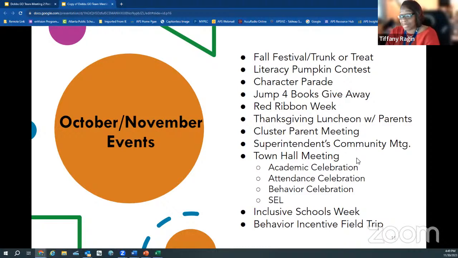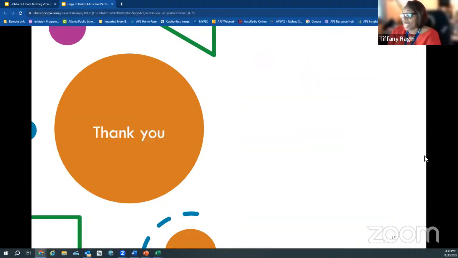We had a cluster parent meeting today. We had our superintendent community meeting hosted here at Dobbs for the community. And we have town hall meetings monthly to celebrate academics, attendance, and behavior, and it's an SEL moment for the students to feel good. We have Inclusive Schools Week coming up, and we have a behavior incentive field trip tomorrow. We want to make sure that the whole child is celebrated, because without great attendance and good behavior, we cannot achieve academically. So all of them go hand in hand. We do a lot to try to achieve and do better. And that's all that I have.